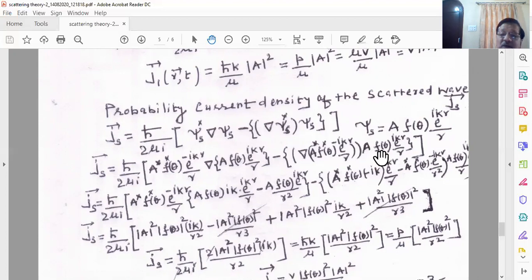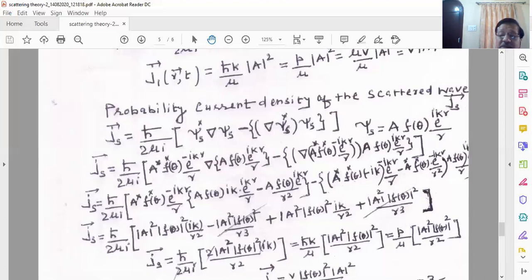You can see that a is a f theta over r, and there is a factor which is not printed here, that is e to the power of ikr. So there is a factor e to the power of ikr. Please remember this part.